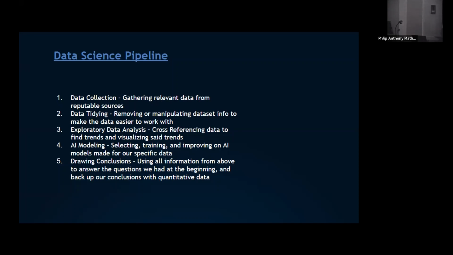So this is something we're going to tackle a bit more here in data typing, where we're going to remove or manipulate the dataset info in order to make sure the data is easier to work with for our specific purpose. This is really important because these specific things that we're going to do in data typing are going to vary greatly based on what we're going to need from our data.